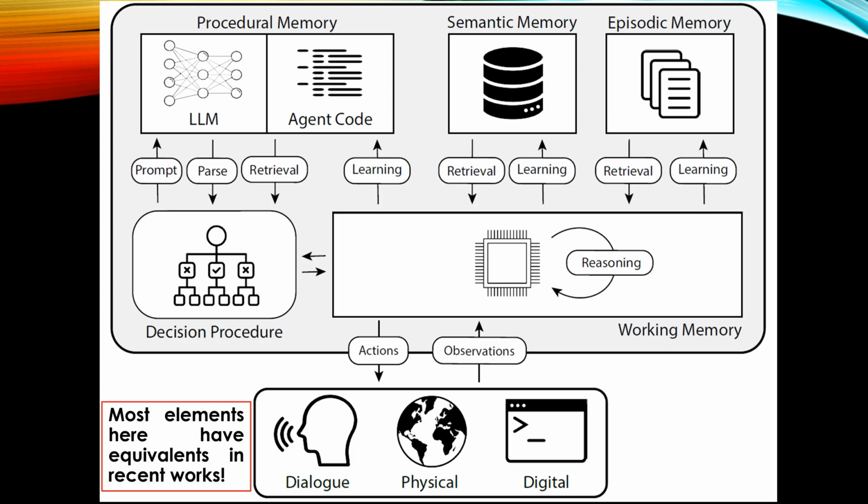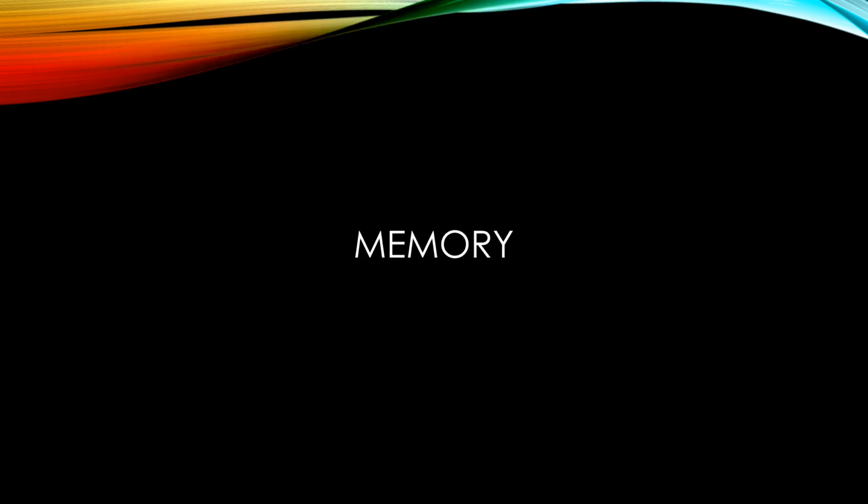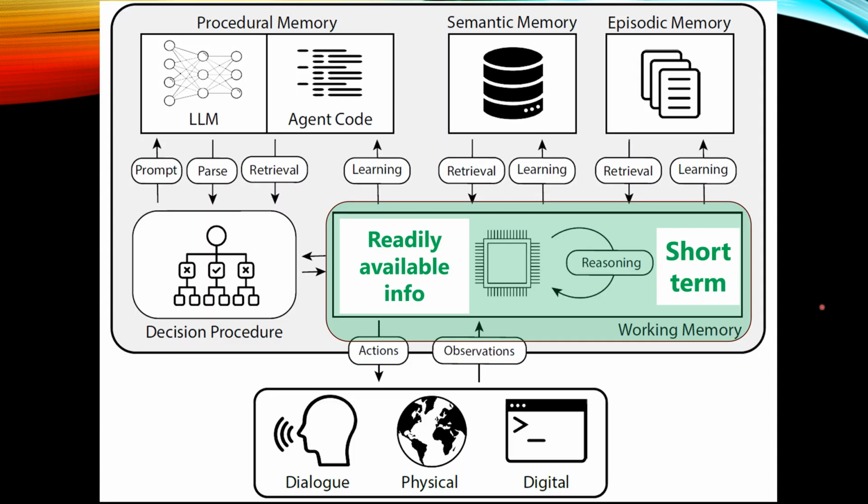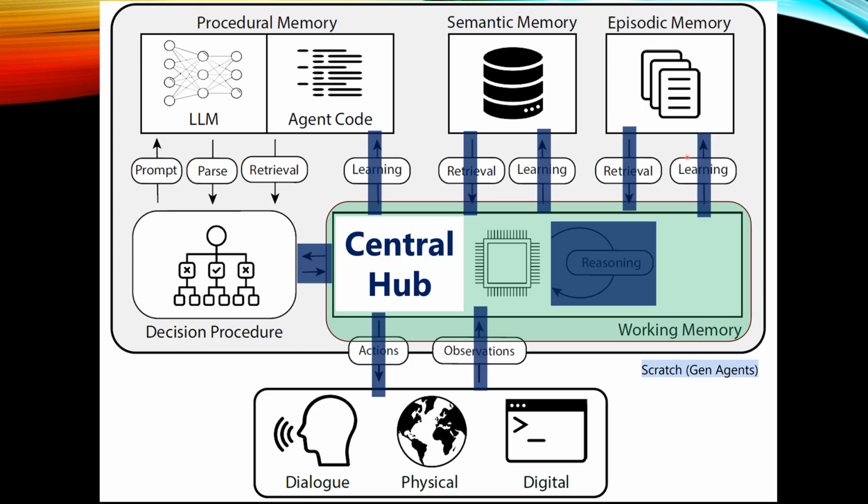Note that most of these elements here have equivalents in recent works. In CoALA, memory structures are divided into two broad categories, long and short-term. The only type of short-term memory here is the working memory. It contains readily available information available to the agent. The working memory acts as a central hub in the architecture. Note how it connects to all other components via the arrows over here. In generative agents, this is mostly represented by the scratch memory.